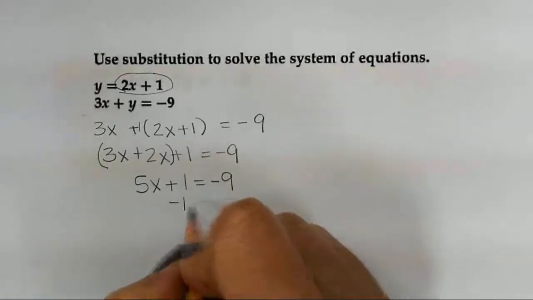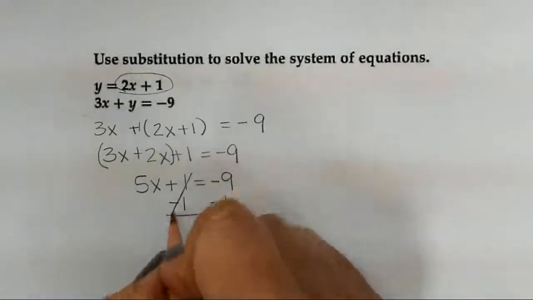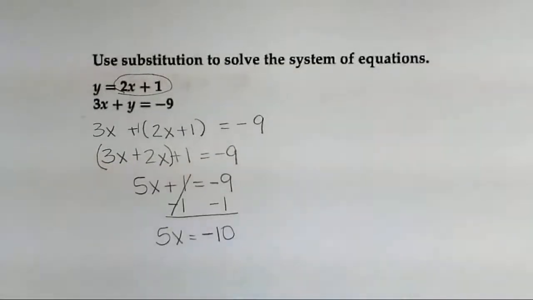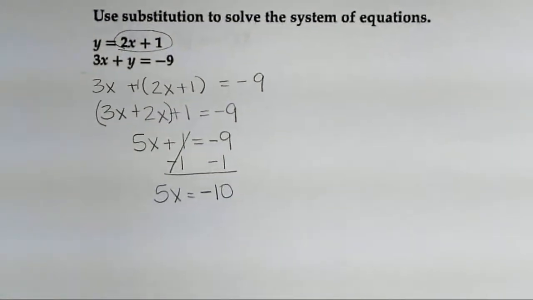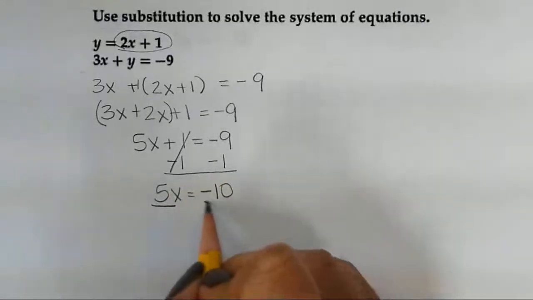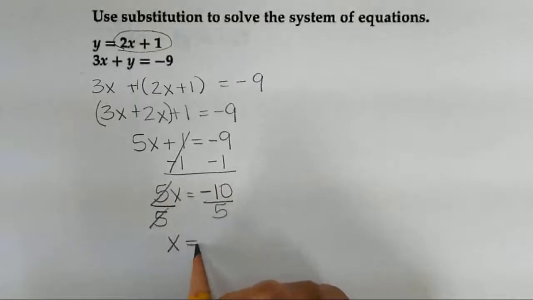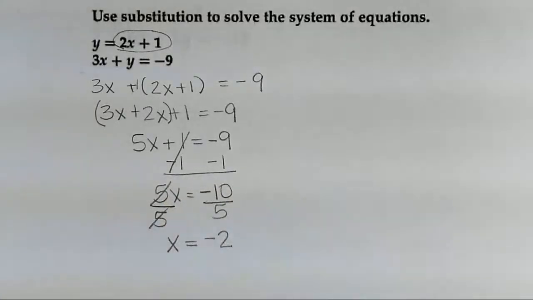Subtract 1 from both sides, and you're left with 5x is equal to negative 10. To get our x by itself, divide both sides by 5. Now we have x is equal to negative 2. Pretty easy, to the point.